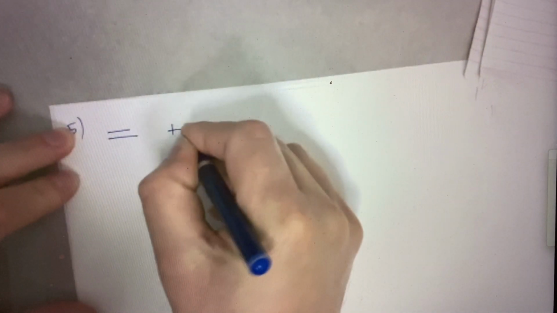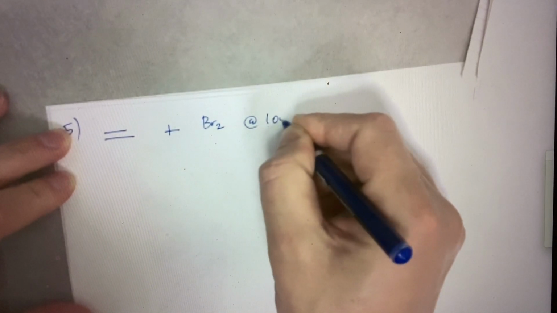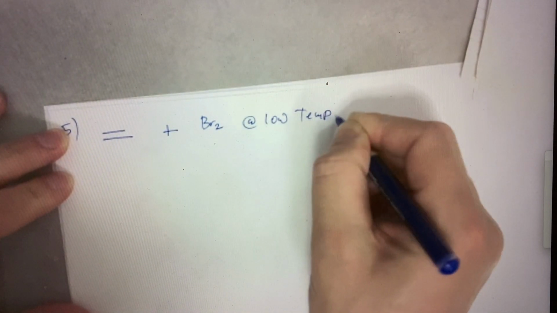Our 5th reaction changes gears. We'll spend the remaining time we have together today on this, and this will prepare us for what we're going to do tomorrow. So, first 4 reactions, very, very important, all with strong acids playing a role, breaking the pi bond. The 5th reaction we're going to do is an alkene plus Br2 at low temperature.